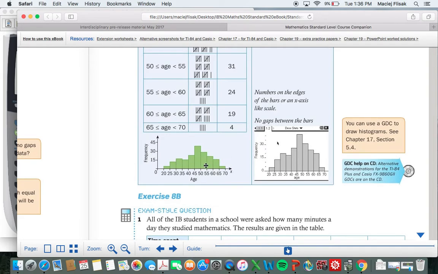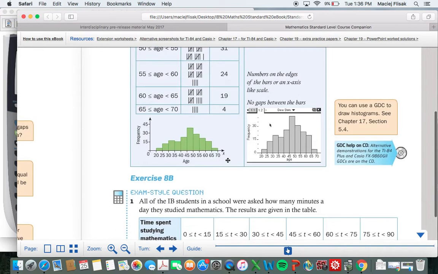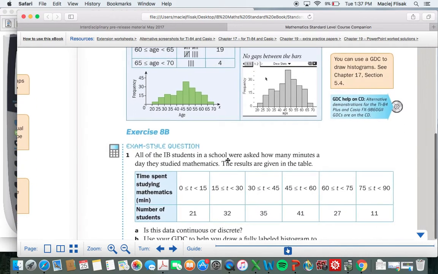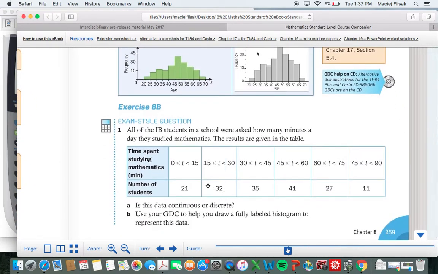Now, making a histogram is not so difficult on paper. Making it on a GDC is not so bad either, but there are a few steps you should know. So here's question 1. I'll walk you through that one.